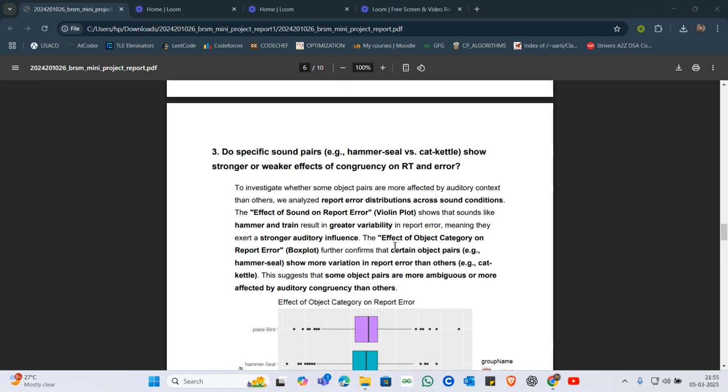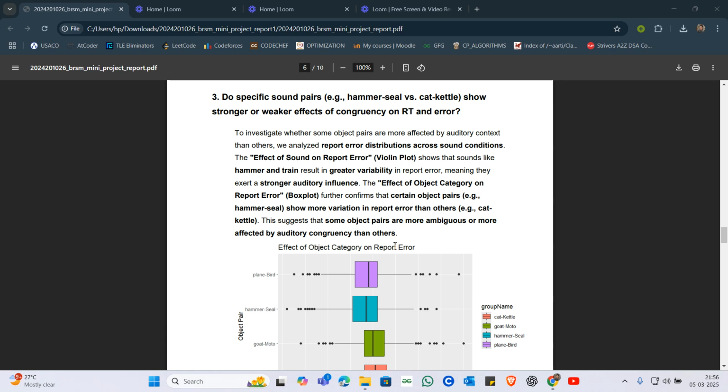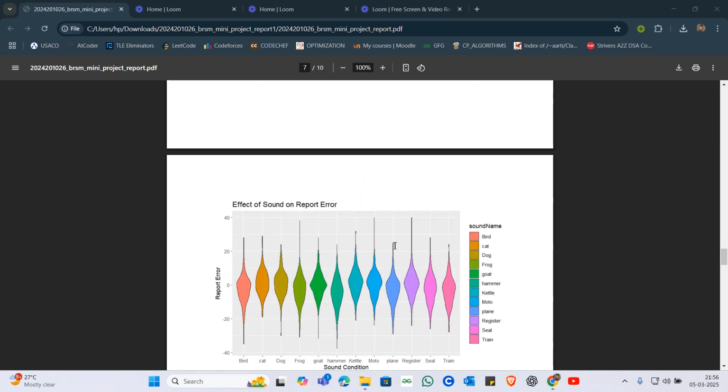Third question. Do specific sound pairs, for example hammer seal versus cat kettle, show stronger or weaker effects of congruency on RT and error? The violin plot shows hammer and train sounds cause more variability in report error, meaning they have stronger auditory influences.